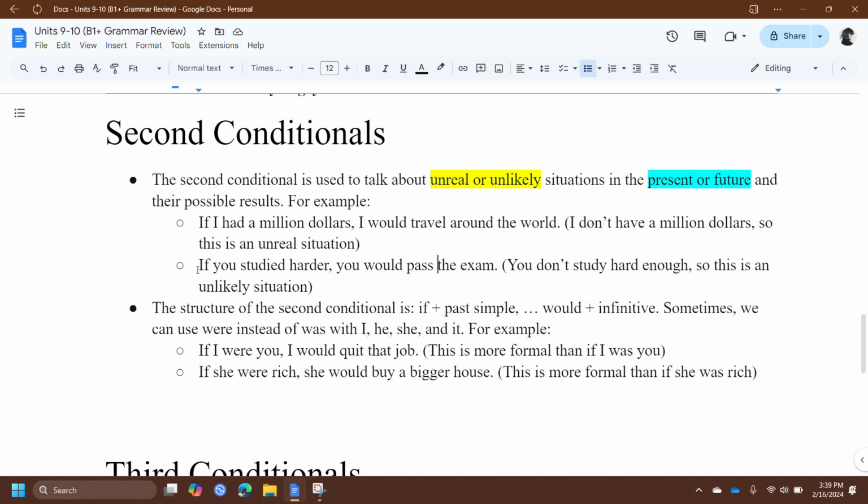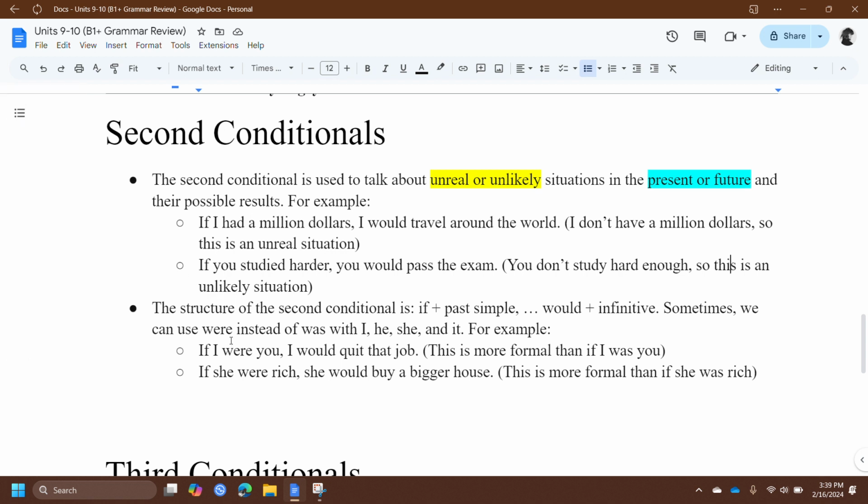Now, why am I saying this one? Because for sure, studying harder is not an unreal situation. But the point is that you don't study hard enough. And I know this because maybe I know you. So this is kind of an unlikely situation. I know it will not happen, or at least the chance of it happening is not that high. So we call it unlikely.